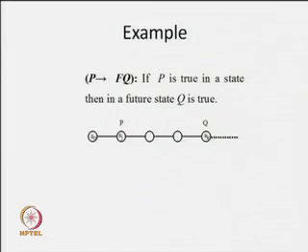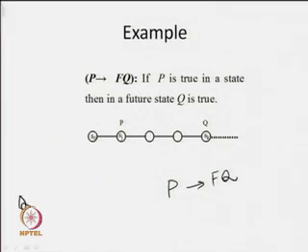Now, just look for some example in this particular scenario. We are saying that P implies F q. So, this is the formula. Now I am giving a formula, say here P implies F q. Now, what does it mean?